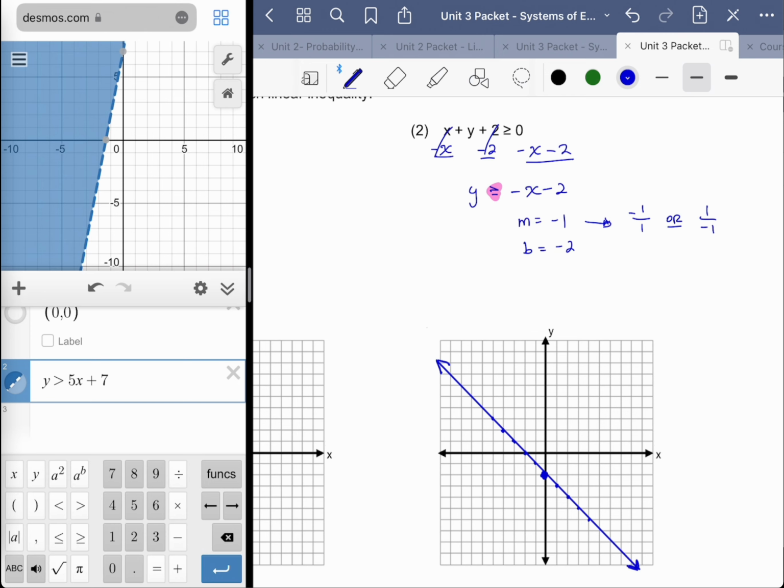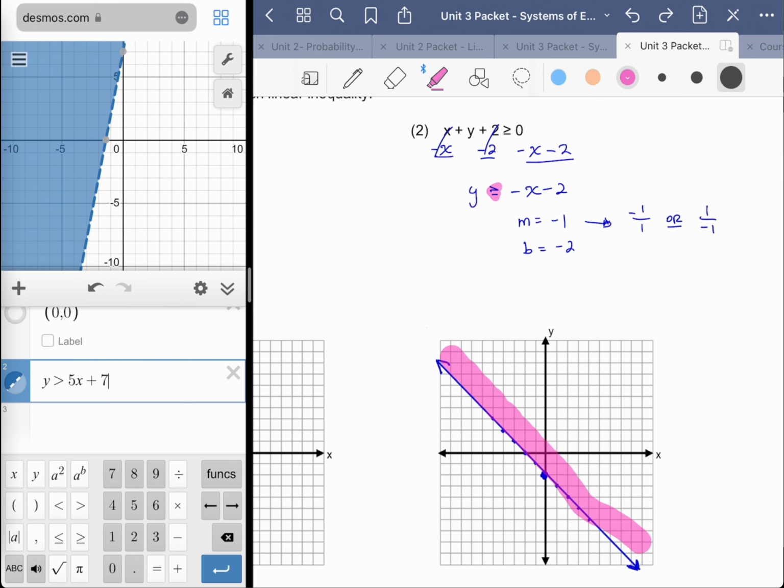Now it's just a matter of shading. Shading above or below. I think it's pretty clear. You have two possibilities. Which one is going to be above or below? All right, this one is saying shade above. I think it's pretty clear that this one is the above. But if you're not sure, you go to Desmos.